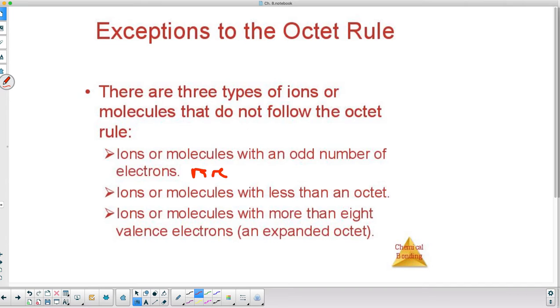Ions or molecules with less than an octet. I'm going to show you BF3 and why it's important that that one has less than an octet. Then ions or molecules with more than an octet. So we have an odd number of electrons, smaller than an octet, or larger than an octet, and those larger than an octet are called expanded octets. I'll show you what that means.